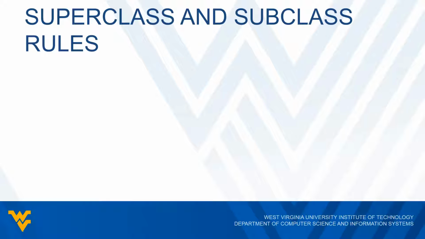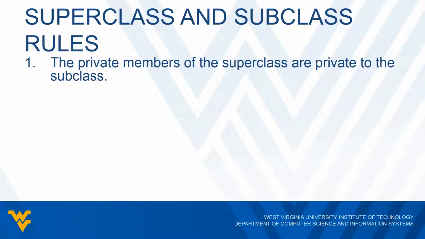Now, there are some rules that we have to consider whenever we're inheriting from the superclass to the subclass. The first rule is that the private members of the superclass are private to the subclass. In other words, subclasses cannot directly access the private members of the superclass. So as we've said before in CS 121, if a member is private, no other class except the original class can directly access it. This includes subclasses.